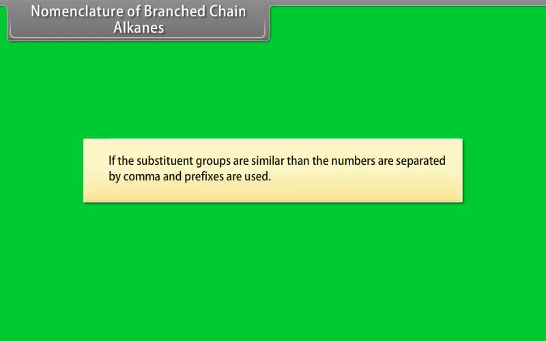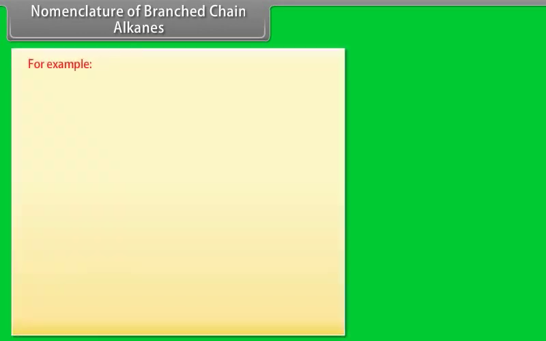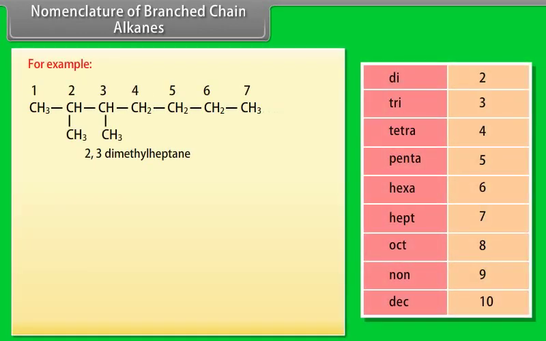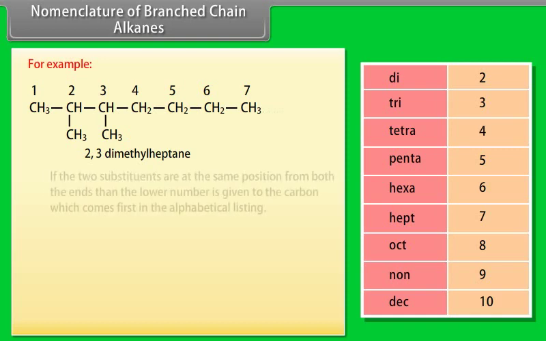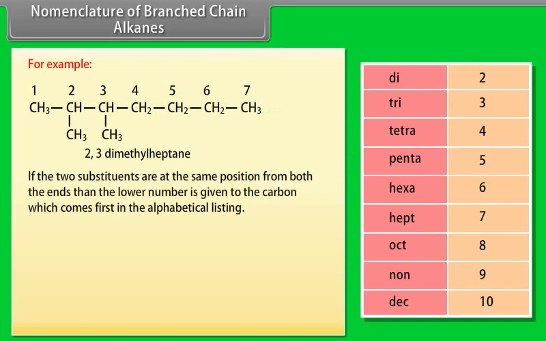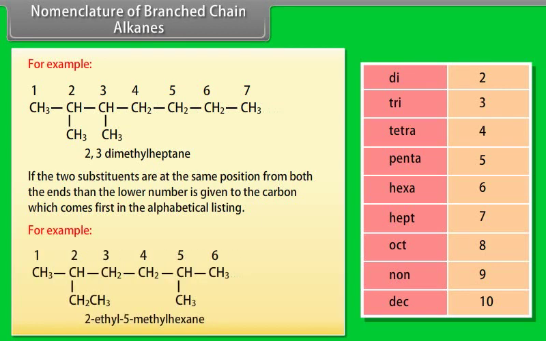Nomenclature of branched chain alkanes. If the substituent groups are similar, then the numbers are separated by commas and prefixes are used, such as given below. If the two substituents are at the same position from both the ends, then the lower number is given to the carbon which comes first in the alphabetical listing. For example, 2-ethyl 5-methyl hexane.